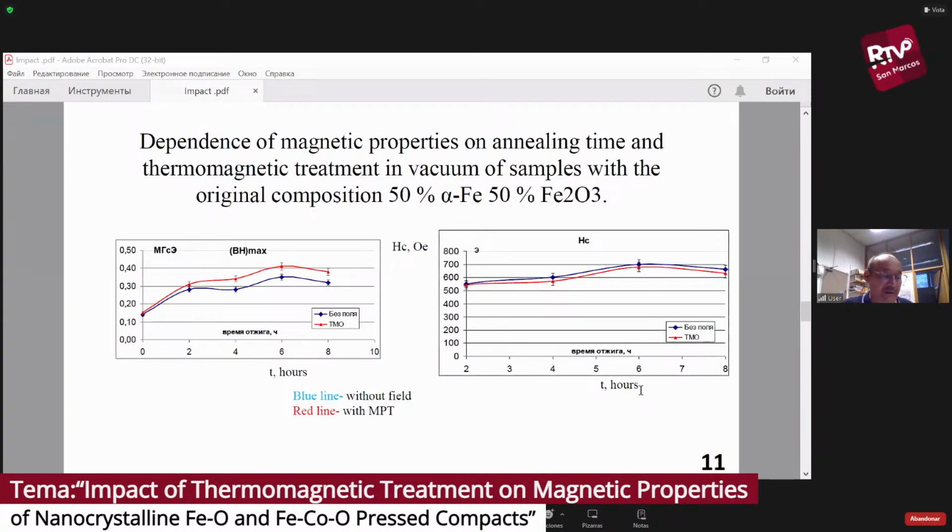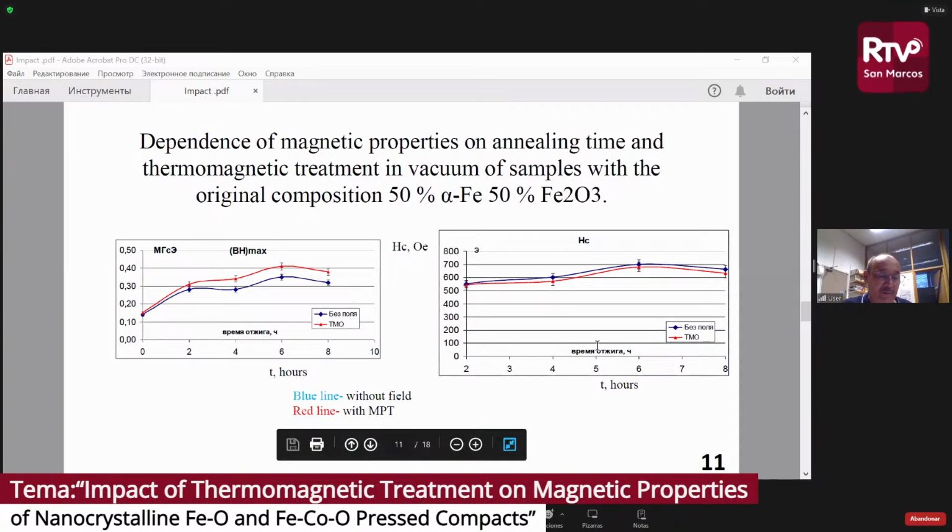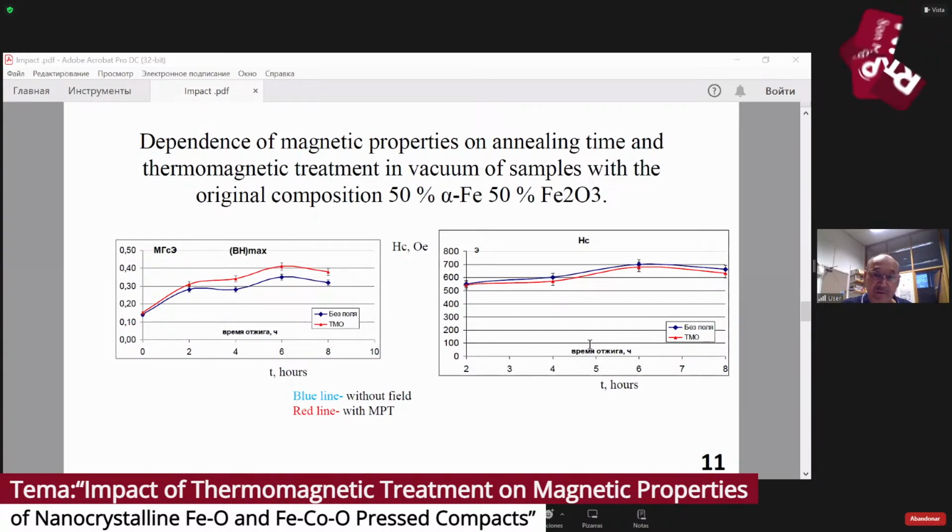This slide shows the dependence of the magnetic properties on annealing time in vacuum of press compacts made from powder of initial composition, 50% alpha iron and 50% hematite. It is clear from the graphs that the magnetization and residual magnetization reach saturation with increasing annealing, and coercive force passes through the maximum after 6 hours.